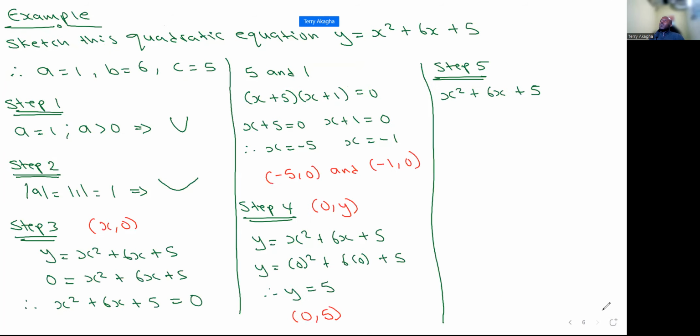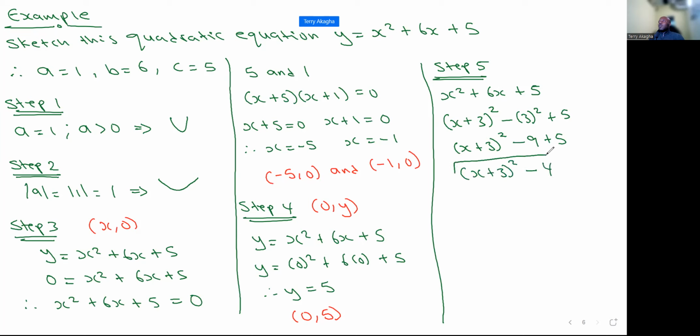But because a is equal to 1, I'm going to use the method here. So you open a bracket. I told you, you put x, then you put the sign you have here. 6 divided by 2 will give you 3, minus 3 squared, plus 5. Is that okay? And that will give you x plus 3 squared minus 9 plus 5. Minus 9 plus 5 will give you minus 4. So it's x plus 3 squared minus 4, and this is the vertex form.